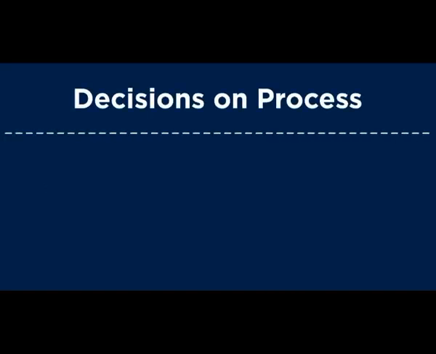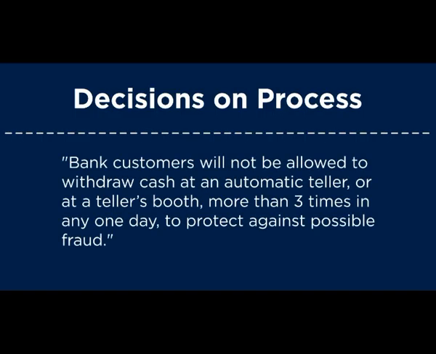Other typical business rules include decisions on how a process should be performed. For instance, bank customers will not be allowed to withdraw cash at an automatic teller or at a teller's booth more than 3 times in any one day, to protect against possible fraud. That constraint, no more than 3 transactions, limits when a process is performed, in this case, how many times for a single customer in a day.